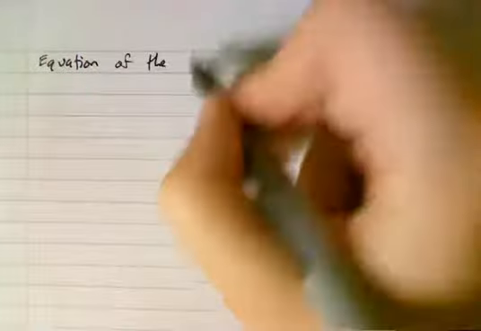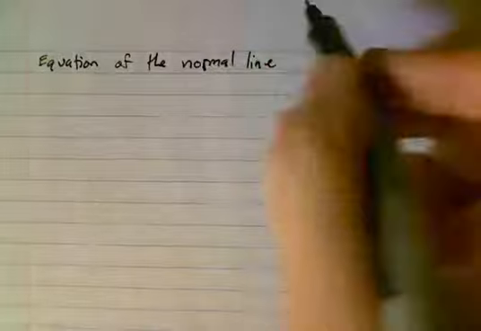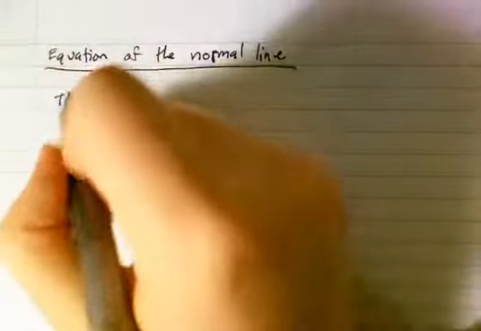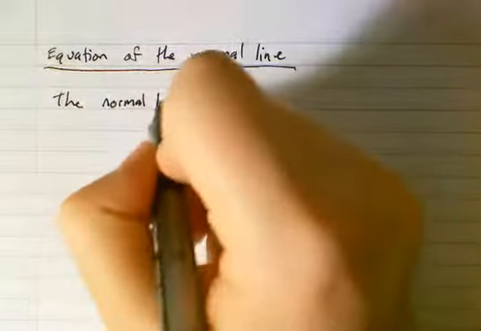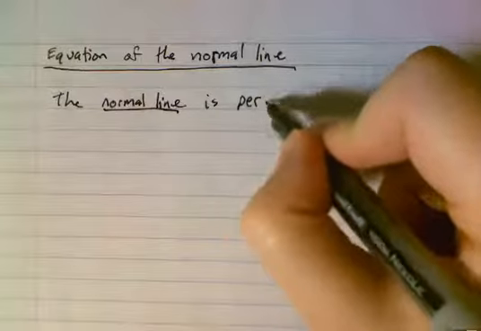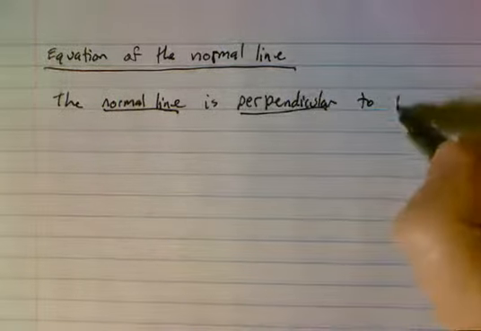A similar problem asks us not to find the equation of the tangent line, but to find the equation of what's called a normal line. That is an R. My handwriting strikes again. And the normal line is perpendicular to the tangent line.